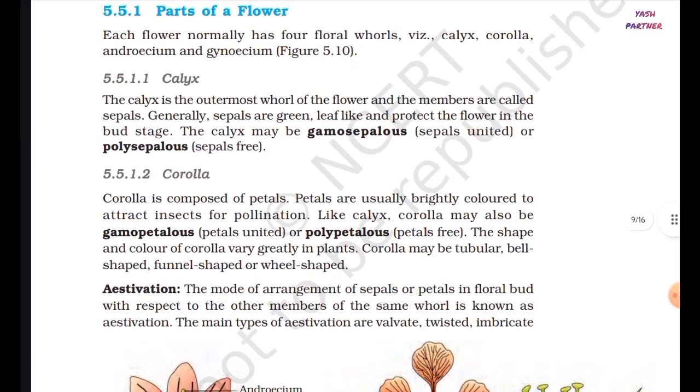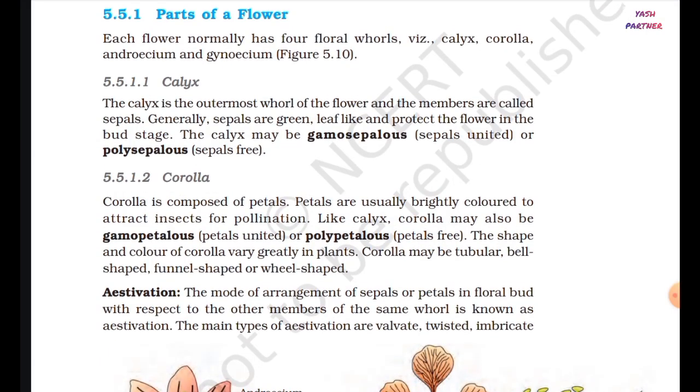5.5.1 Parts of a flower. Each flower normally has 4 floral whorls such as calyx, corolla, androecium and gynoecium, figure 5.10. 5.5.1.1 Calyx. The calyx is the outermost whorl of the flower and the members are called sepals. Generally, sepals are green, leaf-like and protect the flower in the bud stage. The calyx may be gamosepalous, sepals united, or polysepalous, sepals free.